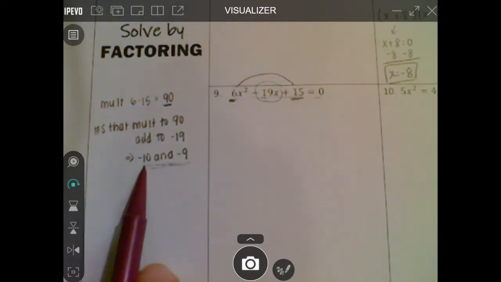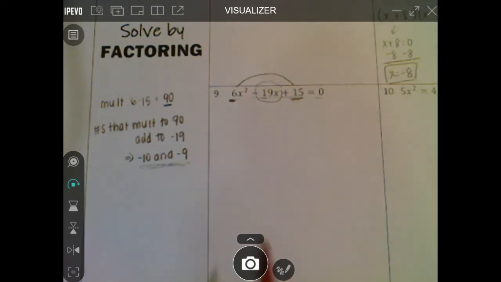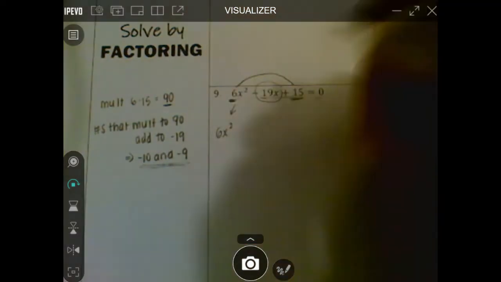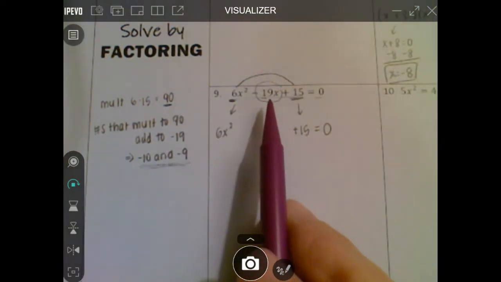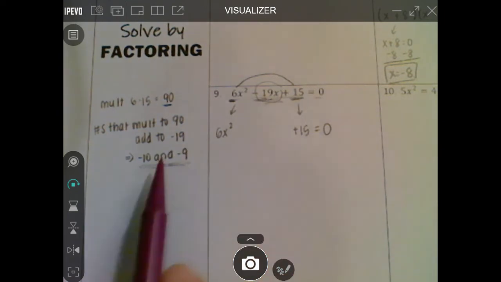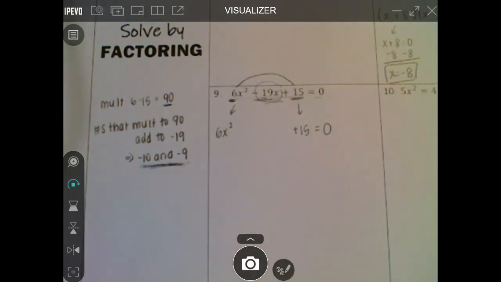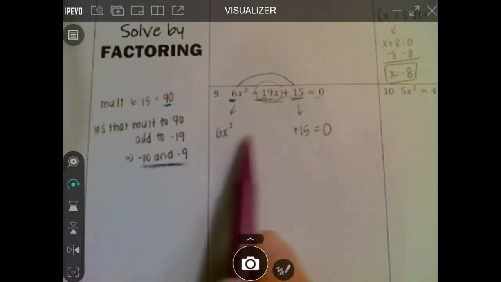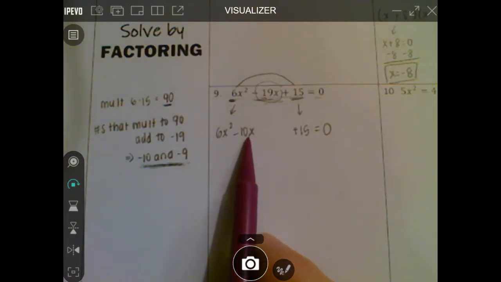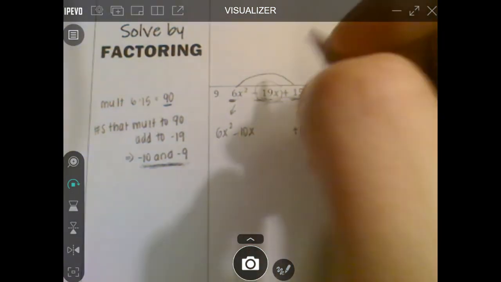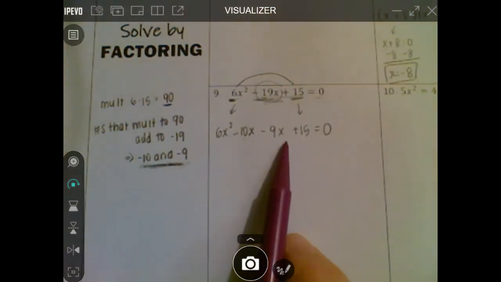So once I find these two numbers, the thing that's different about this process is I have to carry down in my process the first term and the last term, and equals to 0. And what I'm going to do is split up this negative 19 as these two numbers being either added or subtracted together depending on their signs. And I'm going to group them with one of these two terms depending on which they have common factors with. So I think I'll just group the negative 10 by the 6x squared. And again, on that number, I'm going to put an x because we're splitting up this term. And then I'm going to put the negative 9x next to the 15.